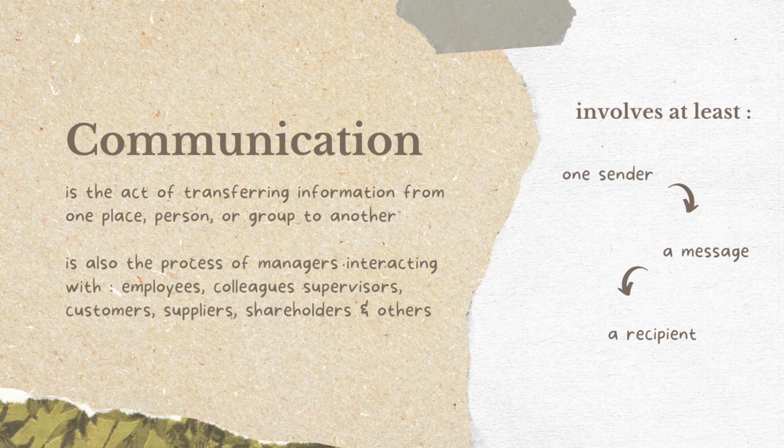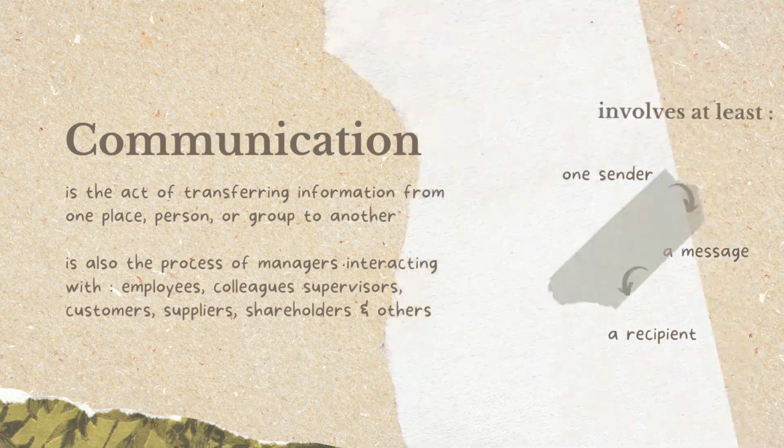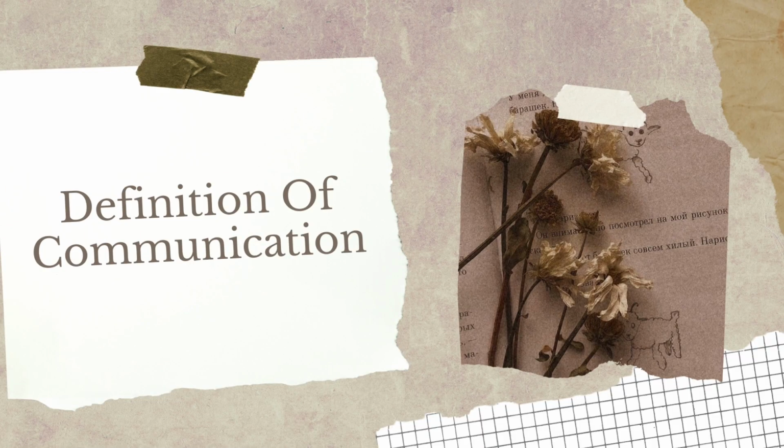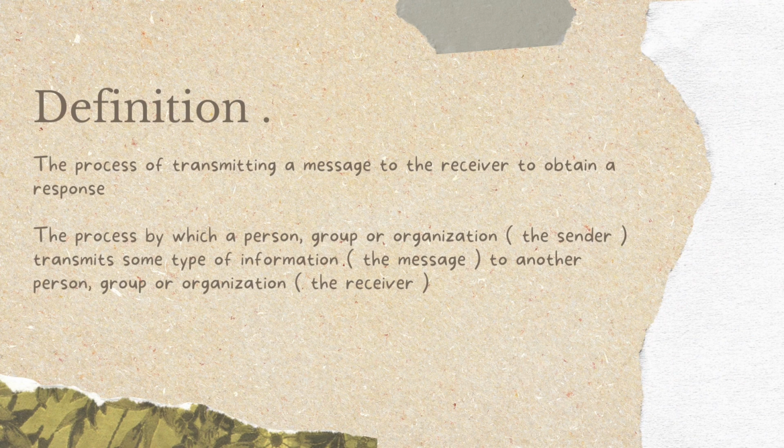You may wonder what communication is. Communication is the act of transferring information from one place, person or group to another. It involves at least one sender, a message and a recipient. It's also the process of a manager interacting with employees. Communication, by definition, is the process of transmitting a message to the receiver to obtain a response. It is the process by which a person, group or organization transmits some type of information to another person, group or organization.